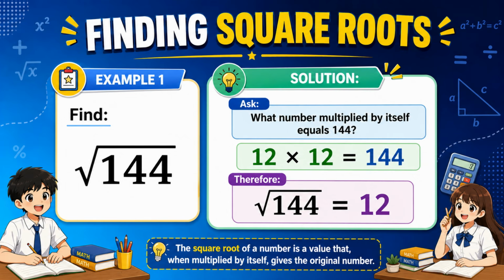Find the square root of 144. Solution. Ask, what number multiplied by itself equals 144? 12 times 12 equals 144. Therefore, the square root of 144 equals 12.